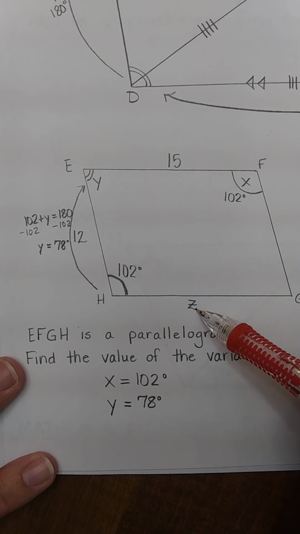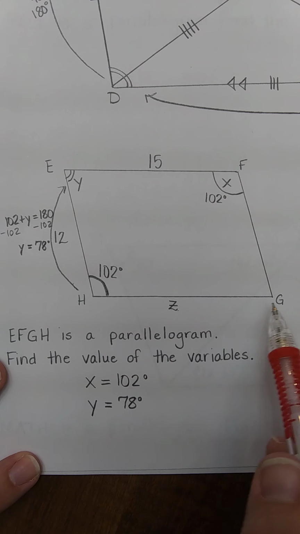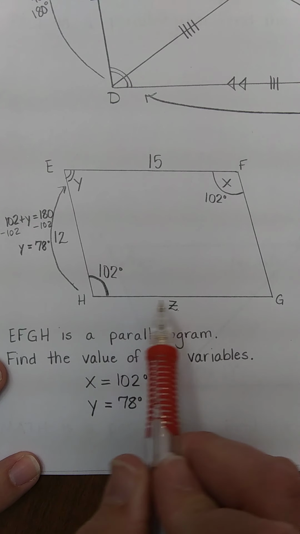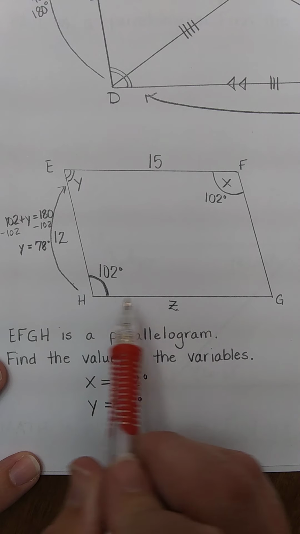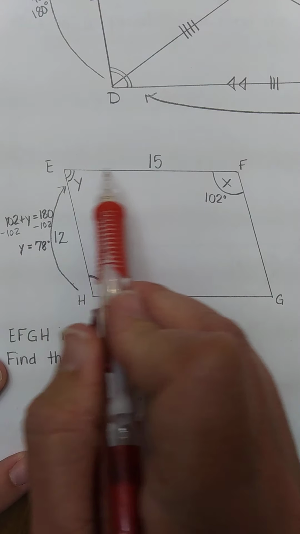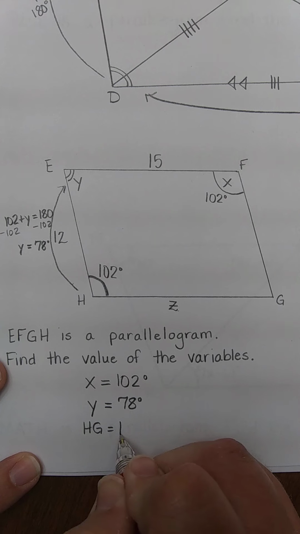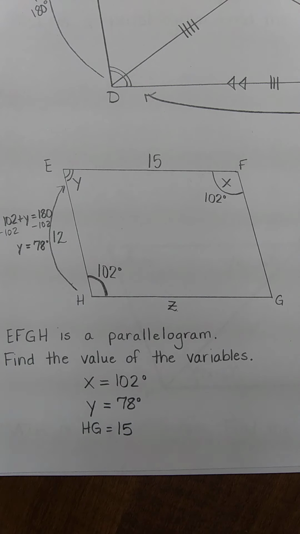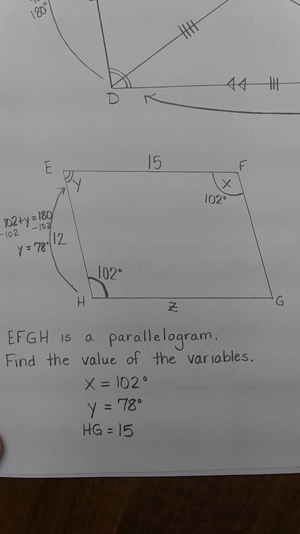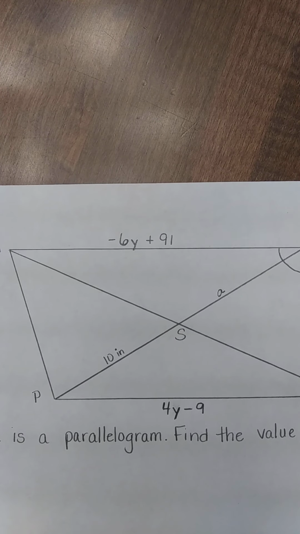And then our last variable is z. It's down here on this side, on side HG. And because this is a parallelogram, opposite sides will be congruent. So HG will have the exact same measure as EF, which is 15. So that means HG will have a measure of 15. And I don't have units on there to use, so I would just put 15. Let's try a couple more questions like that.